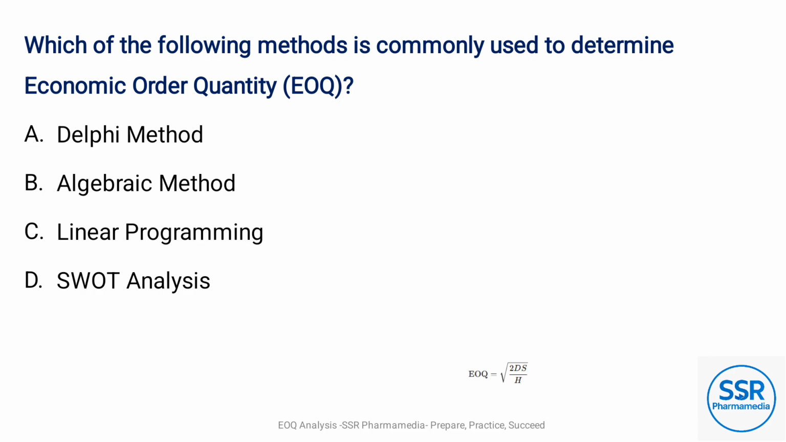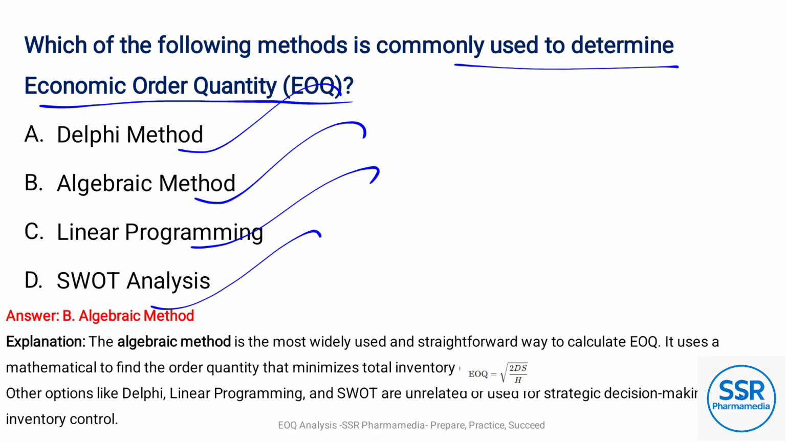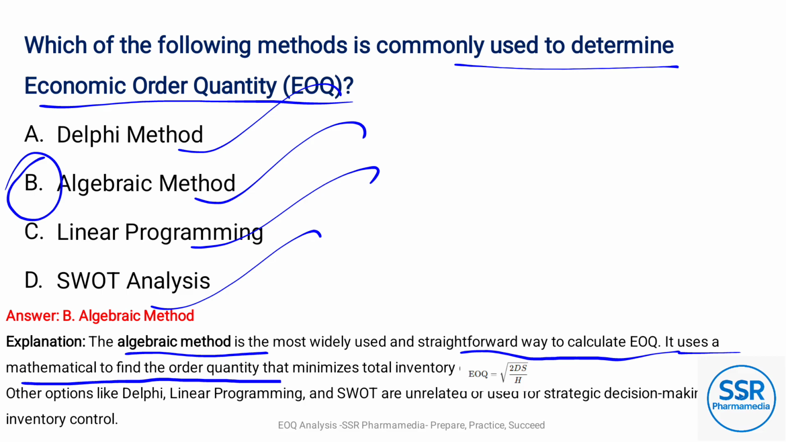Which of the following methods is commonly used to determine economic order quantity? Option A, Delphi method. Option B, algebraic method. Option C, linear programming. Option D, SWOT analysis. So the answer is B, algebraic method. The algebraic method is the mainly used and straightforward way to calculate EOQ. It uses mathematics to find the order quantity that minimizes total inventory cost. So this is a very important formula.